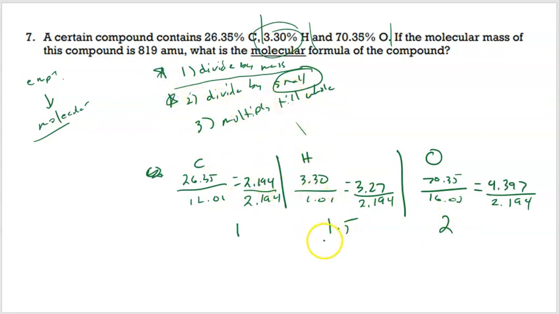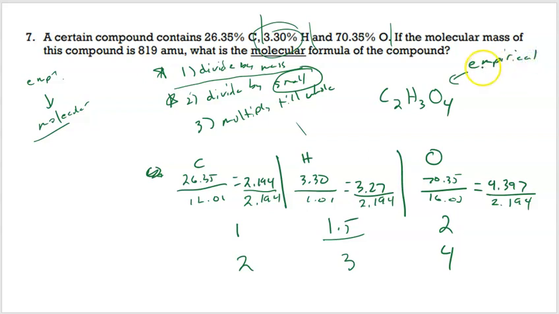Now, this is not a whole number. So what I'm going to do is multiply each of these by 2 to start. So I'm going to make this a 2. This is a 3, and this is a 4. Now I have whole numbers by doubling each of those. So my empirical formula is going to be C2H3O4. All right? That is my empirical formula, right? So we are nearly there.